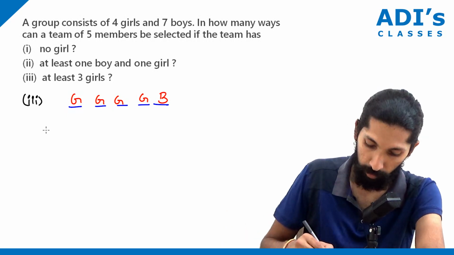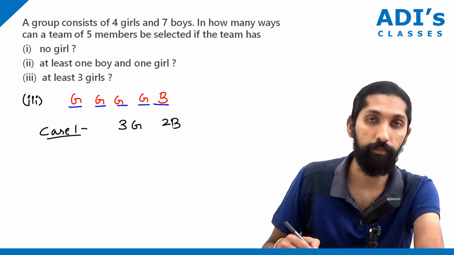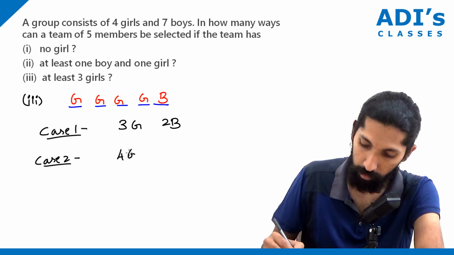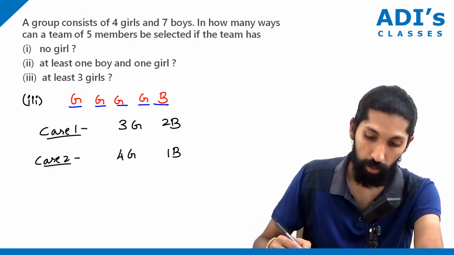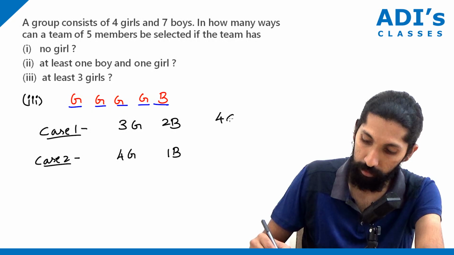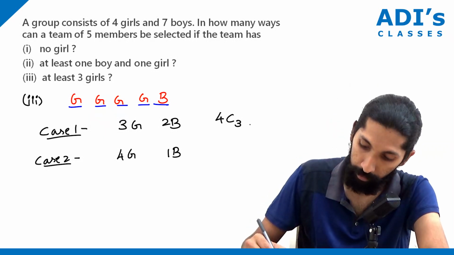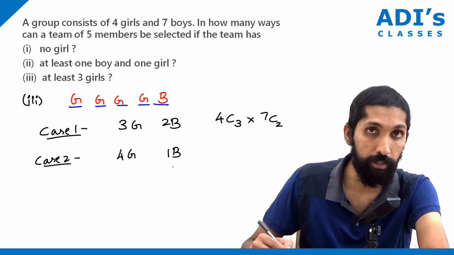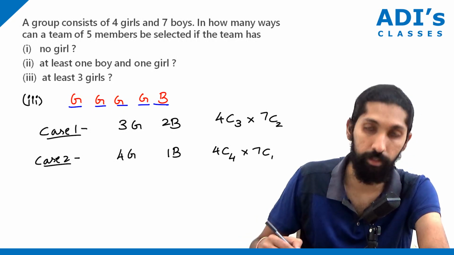The first case, case 1, is where 3 girls are there, 2 boys are there. Correct? Or case 2, 4 girls, 1 boy. Right? Very simple. When you take 3 girls, there are 4 girls in total. So it's going to be 4C3. Out of 4 girls, we are choosing 3. 4C3 into how many boys are there? 7. 7C2. This is one case. Second case, 4C4 into 7C1.